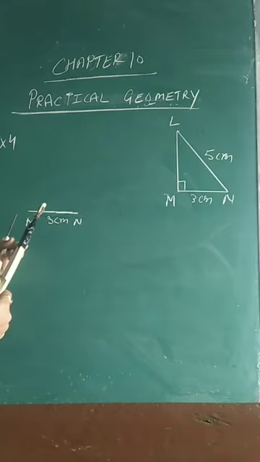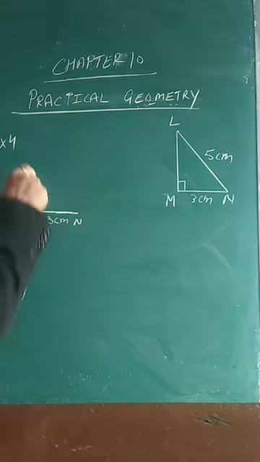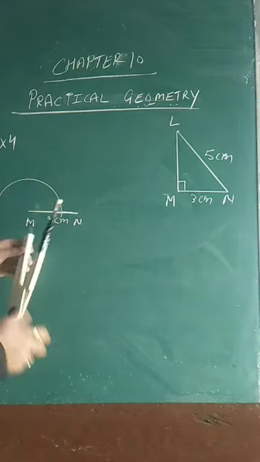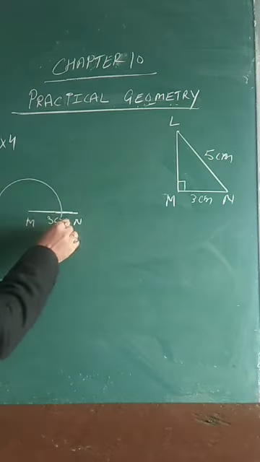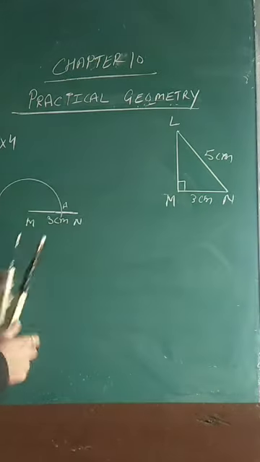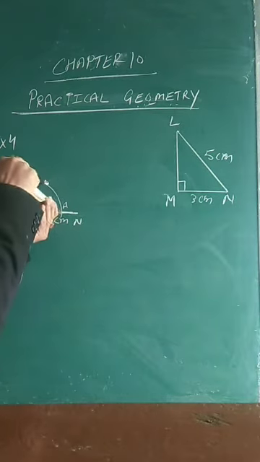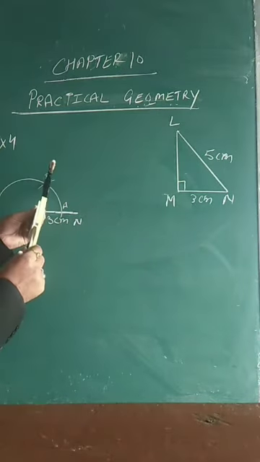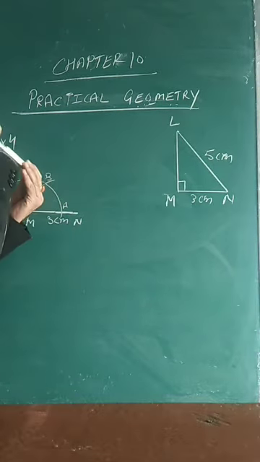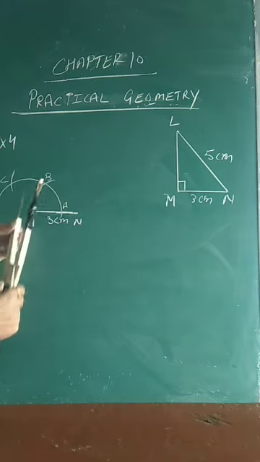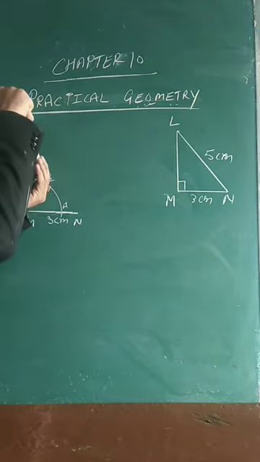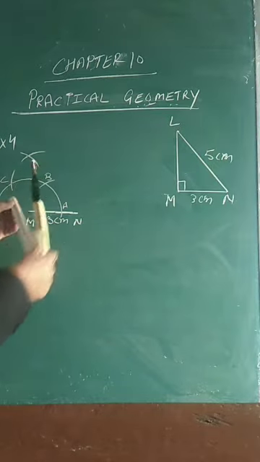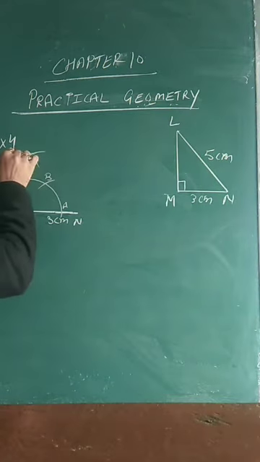This we all know. So taking M as the center, cutting an arc of any radius. This arc is intersecting the line at, suppose, point A. Now taking A as the center, cut an arc. This point of intersection is B. Taking B as the center, cut again an arc. This point of intersection is C. Now taking B and C as centers, we will cut an arc in the upward direction, taking B as a center first and then C. This point of intersection, suppose we call it D.